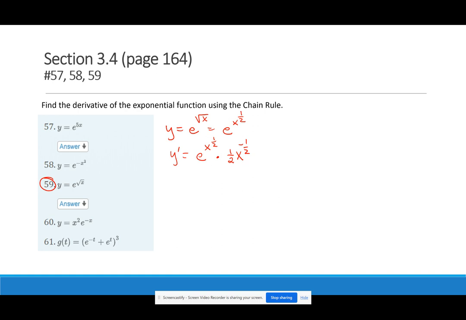Okay, and then try to write it neatly. So I see the e to the square root of x. Okay, I see this negative on that x, so that's going to move down here and just be a square root of x. And then that 1/2 I could write as, the 1 is kind of there with the 2 on the bottom. So e to the square root of x over 2 square root of x would be a good way to leave that one.